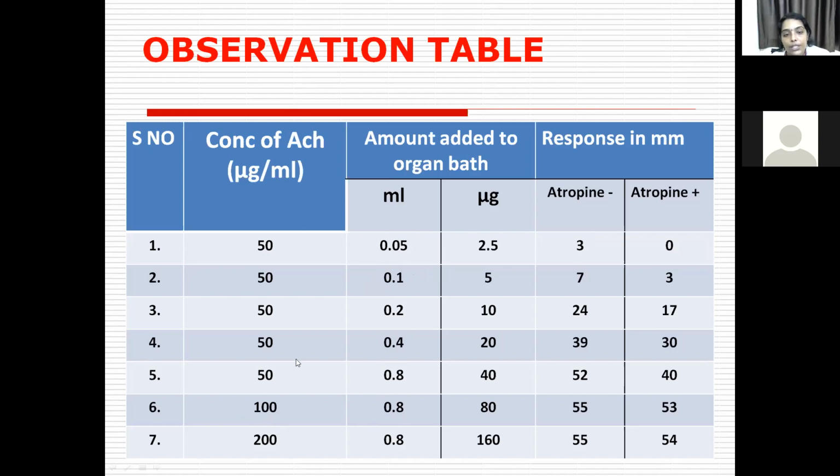So till now it was 50 microgram per ml of ACH in the stock solution. Now it will be 100 microgram per ml of ACH. So that particular stock solution will have 100 microgram of ACH per each ml. Okay. So from that stock solution you will take 0.8 ml. The previous 0.8 ml was taken from the stock solution which has 50 microgram of ACH per ml. So now you keep on increasing the doses and you see the increase in the response.